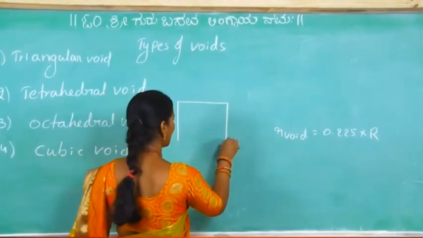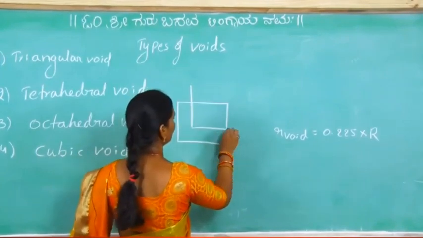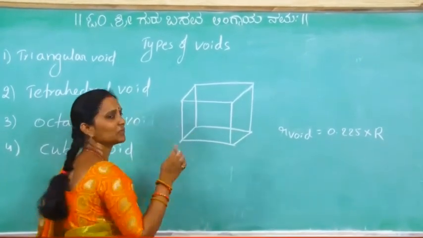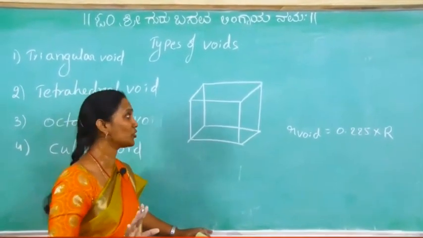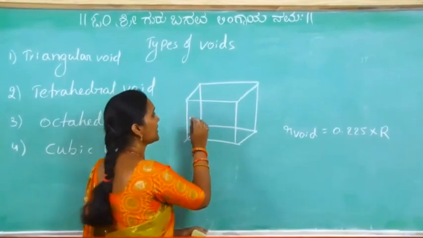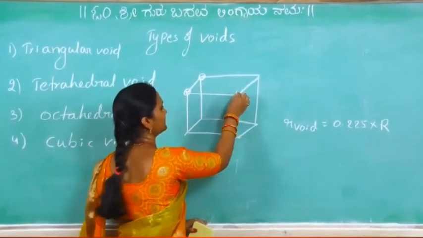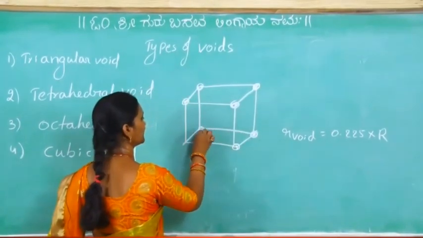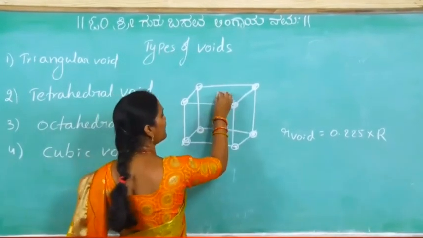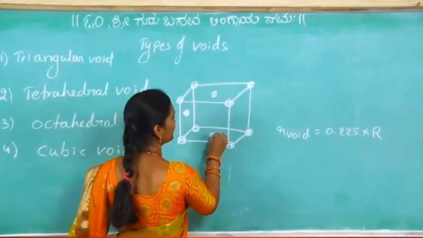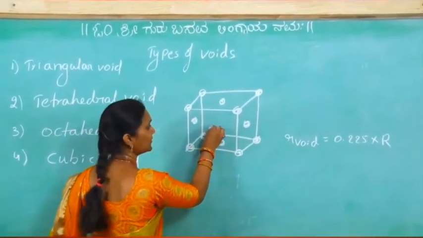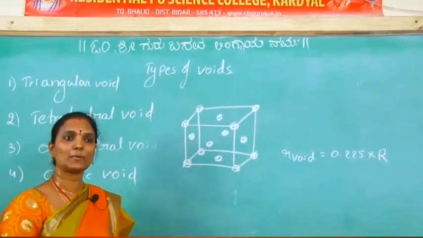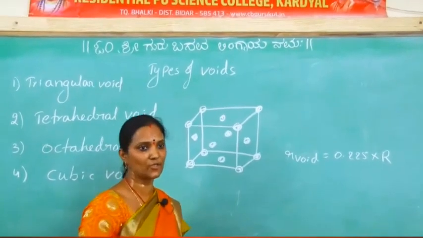FCC means face-centered cubic. FCC is also called CCP. Both are similar. CCP, cubic close packing, or FCC, don't confuse, both give a similar answer. So FCC. These are the constituent particles, at corners and face centers also, front and back. This is the FCC structure. Constituent particles occupy corners and also face centers.